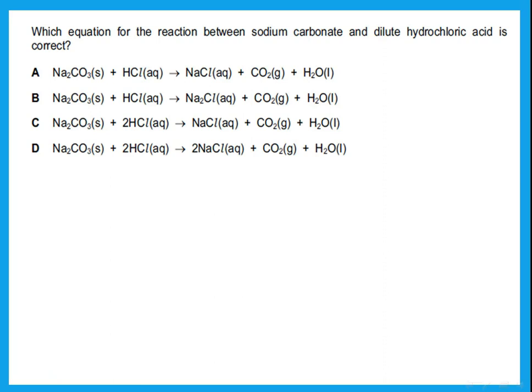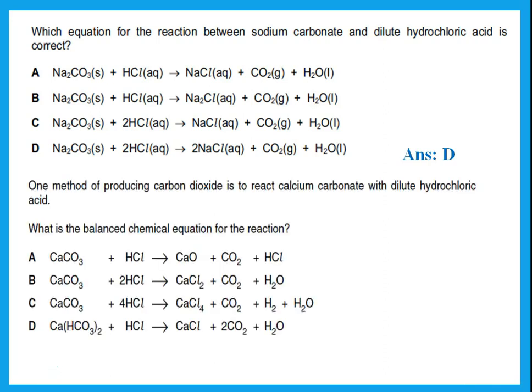Let's take A for example. Sodium carbonate has 2 sodiums. So I need on the other end, after the arrow, I need 2 sodiums. So A is wrong. We already decided B is wrong. C is wrong also because you need 2 sodiums, so you need a 2. So actually your answer has to be D.